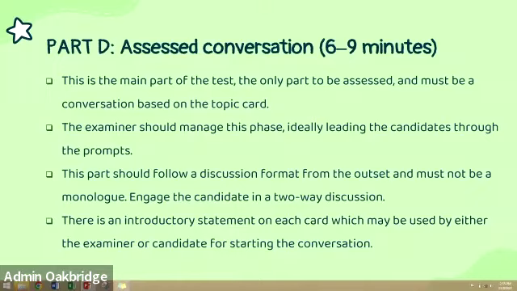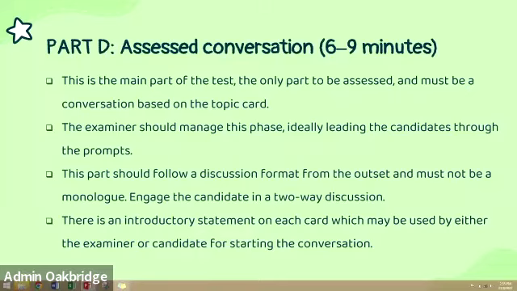Okay, it will not be a monologue. Do you guys know what a monologue is? What is a monologue? Yes, you talk to your own self. So please remember, the speaking test is not about you talking to yourself. It's not a one-person conversation. It has to be a two-way conversation. Okay? So this part will follow a discussion format from the outset and must not be a monologue. Engage the candidate in a two-way discussion. Okay? It has to be a conversation between two parties.